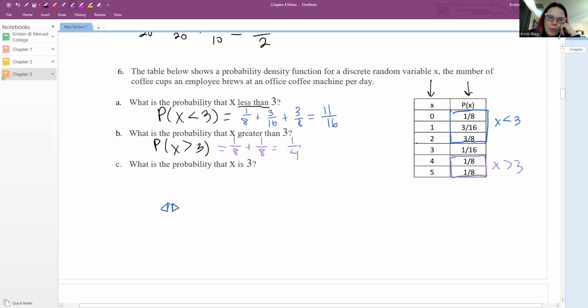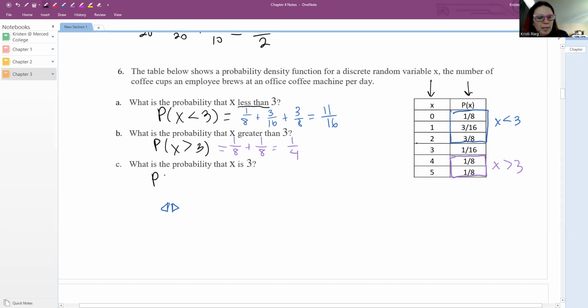Again, be mindful of how the problem is asked. That's typically how they want it answered, meaning if you have a fraction question, they're looking for a fraction answer, and a decimal question will lead to a decimal answer. Sometimes they don't care, but a lot of times they'll tell you which is which. Okay, last but not least, what is the probability that x is equal to 3?